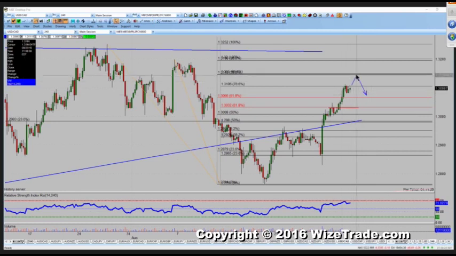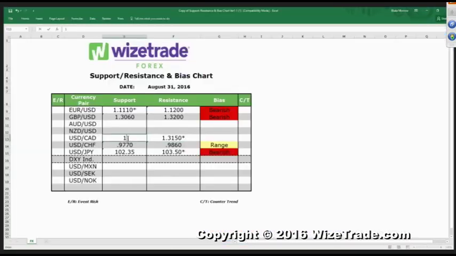If you want to try to short into that strength, you can try to do that too. I think that's the place to do it, though. Right now, any dip is probably going to be very well supported down here at 1.3030, and we're back in our range. Okay.